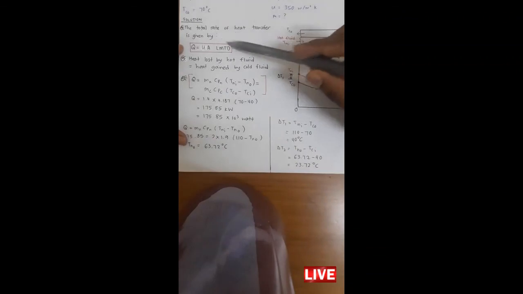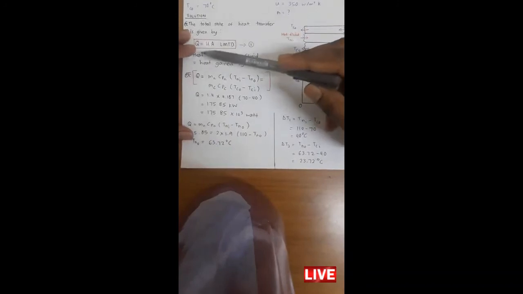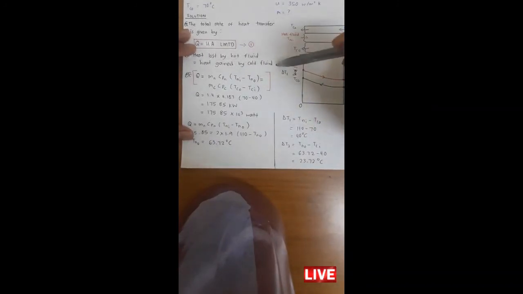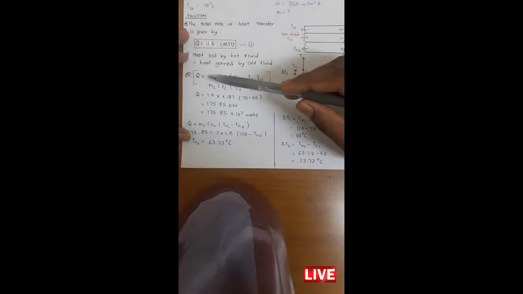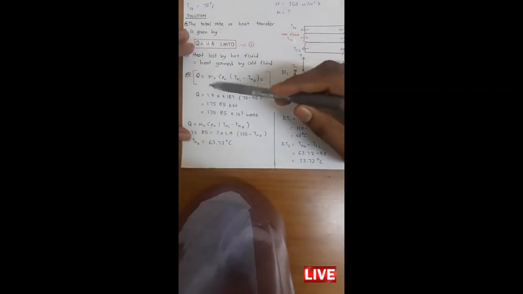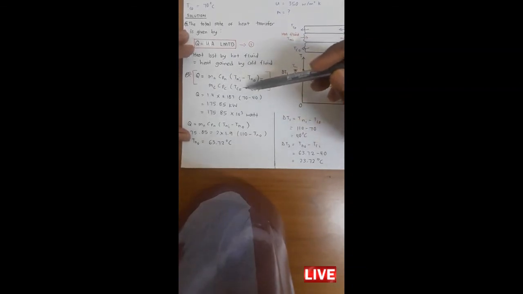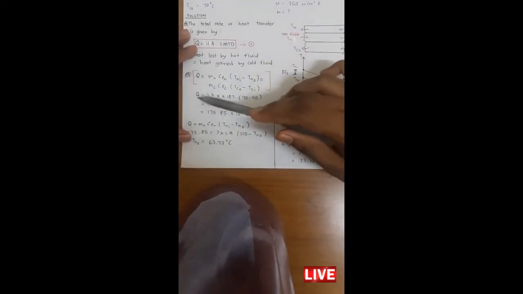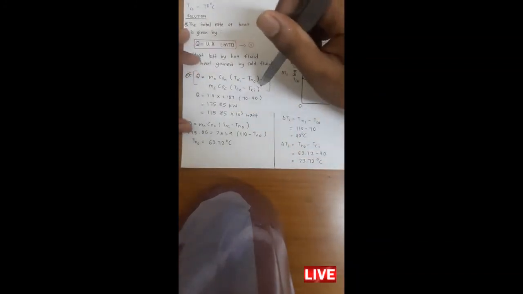Let's move on to the heat transfer formula, which is Q equals U A LMTD. This is the first equation. Another thing: heat loss by the hot fluid is equal to the heat gained by the cold fluid. So the formula is Q equals Mh Cph (Thi minus Tho) equals Mc Cpc (Tco minus Tci). Since the value of Tho is missing, to find it you need to identify the value of Q first. So you take this formula and insert every value.